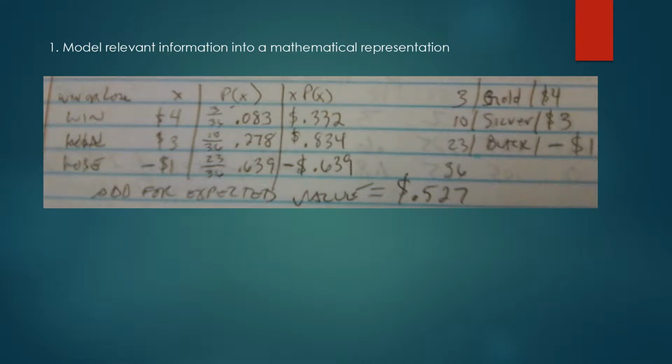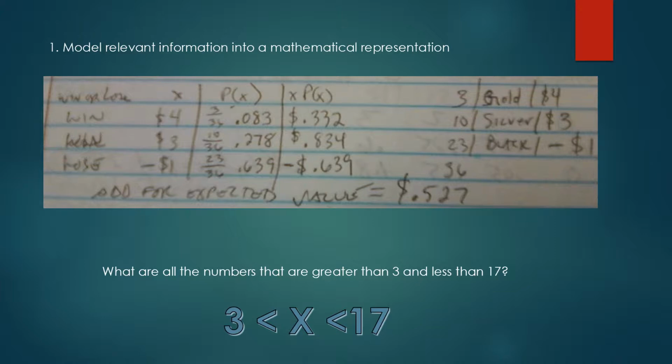Model relevant information into a mathematical representation. Here we see an example of math as it applies to a game of chance. When we are given a certain number of marbles in a bag, and they come in 3 colors, each color has a different dollar value assigned. What is the expected value of return if you were to randomly select a marble? By following the mathematics in the chart, we can see that the expected value is just over $0.50. Of course, there are other types of representations, such as inequalities.